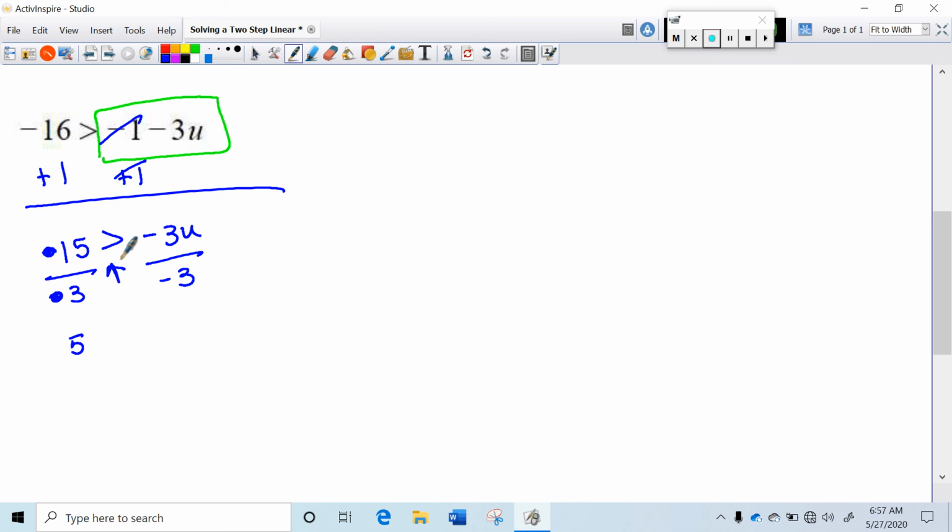Because I divided by a negative number, I have to flip the inequality, so it's not going to be greater than, it's going to be less than. And then on this one, top cancels with bottom, so now the u is by itself.